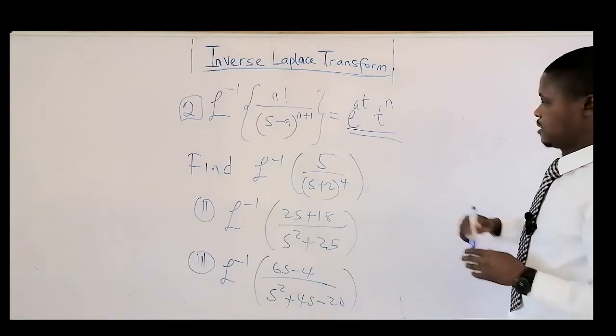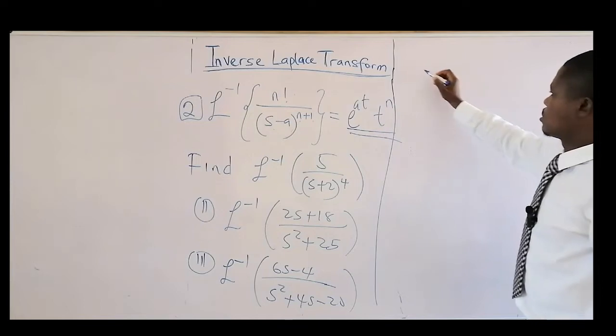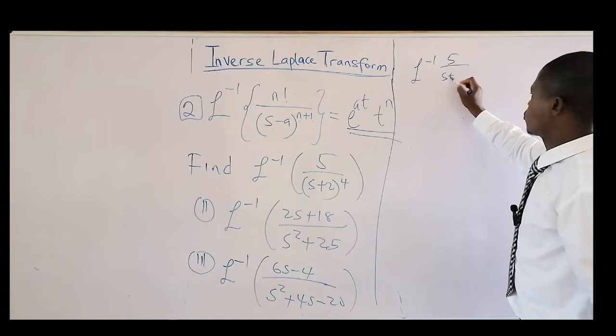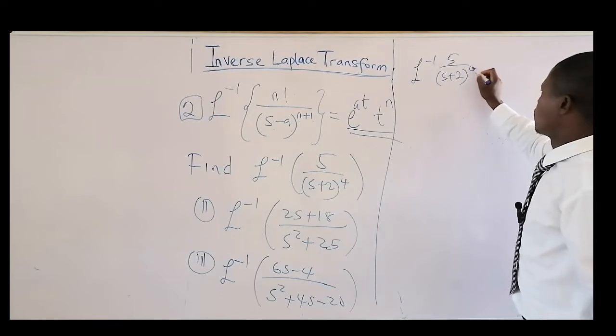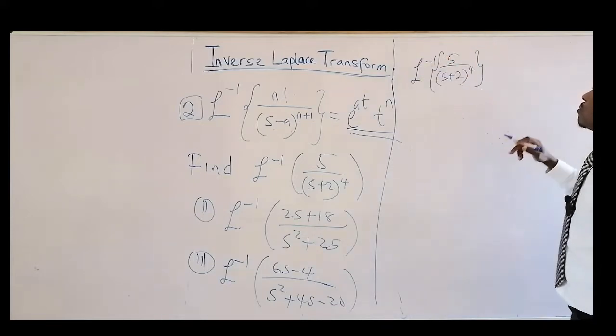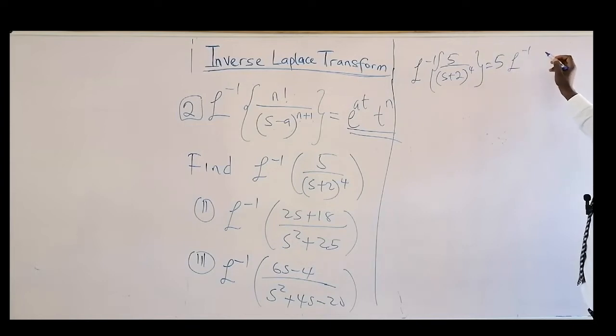The inverse of this fraction, the inverse of 5 over x plus 2 to the power 4. So what we can do, can the 5 go outside? That will be 5 times the inverse Laplace of 1 over x plus 2 to the power 4.